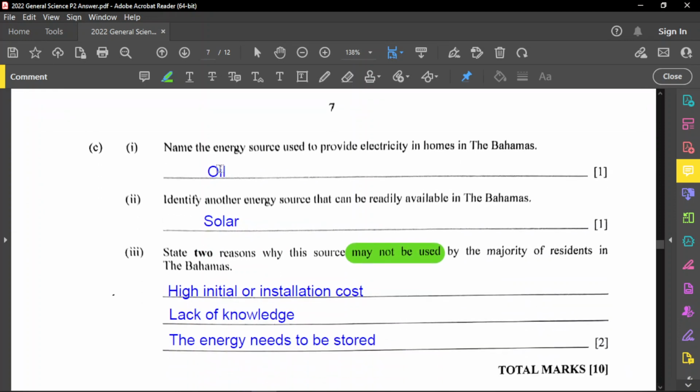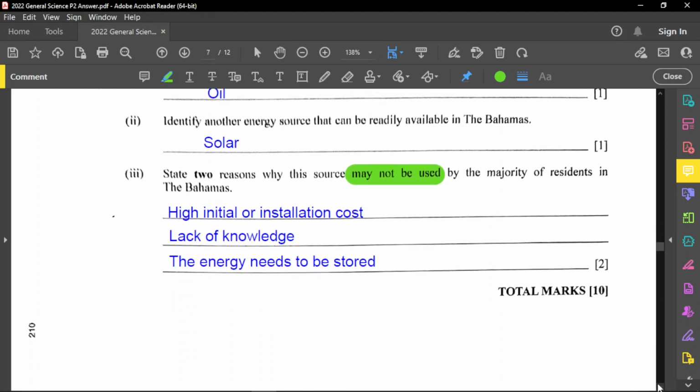Part C, it said name the energy source used to provide electricity in homes in the Bahamas, and that will be oil, specifically crude oil. All right, and then that will be refined into gasoline. It said identify another energy source that can be readily available in the Bahamas, and that is solar. All right, solar energy is here. It's a tropical country, and so you always have the sun. It said state two reasons why this source may not be used by the majority of residents in the Bahamas.